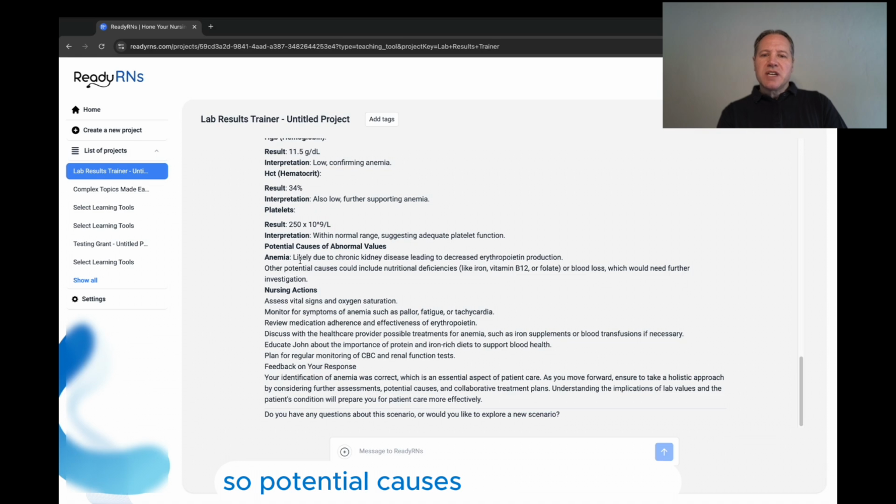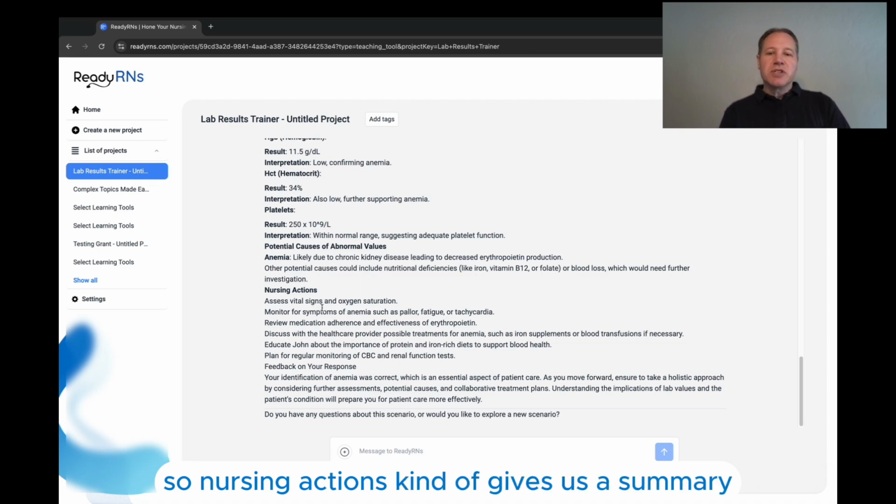So potential causes of abnormal values: anemia, likely due to his chronic kidney disease leading to decreased erythropoietin production. Other potential causes could include nutritional deficiencies like iron, vitamin B12, or folate, or blood loss, which would need further investigation. So nursing actions kind of gives us a summary.